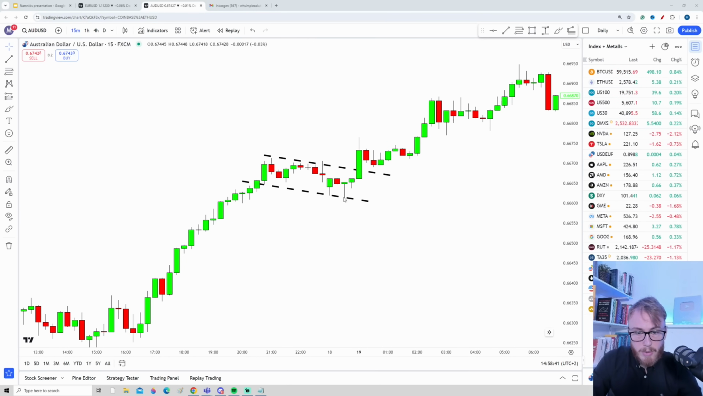Well, let's talk about both the entries. So one entry point is to try to enter at the support. And in this specific pullback, I do think this right here was the best entry. Because first of all, you can see that the wick of this pattern just taps the support here.